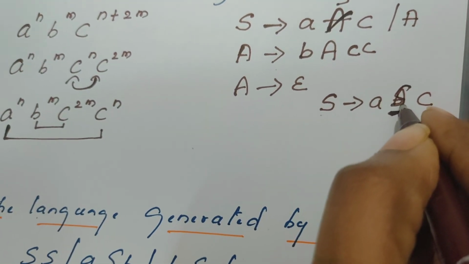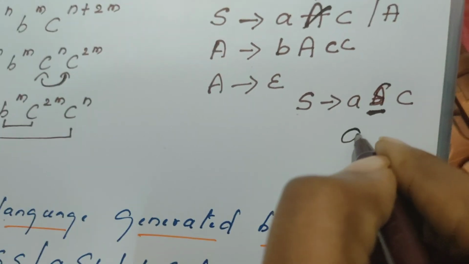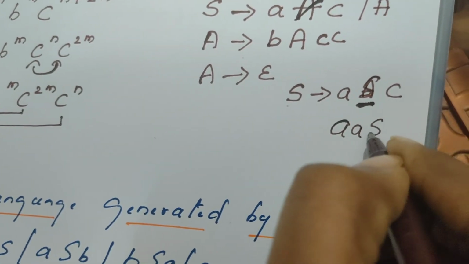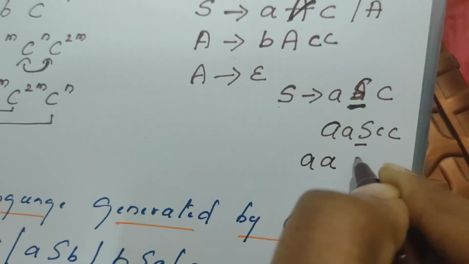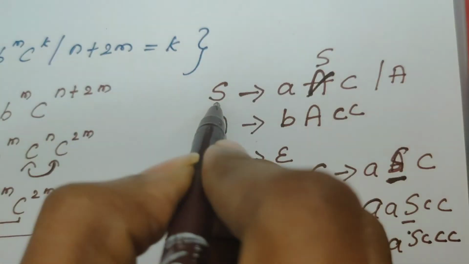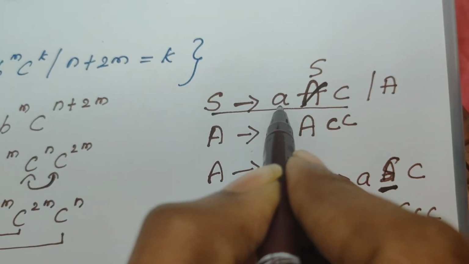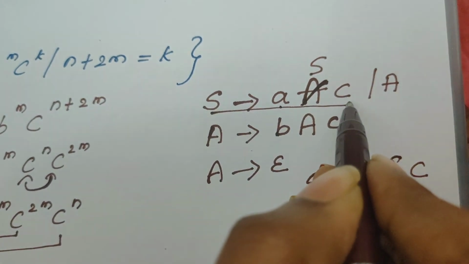Now, since I have used the same variable name, this S can be once again replaced by ASC. This S can be once again replaced by ASC. Already two C's are there that I am using. So, what this rule does, it produces an equal number of A's and an equal number of C's.